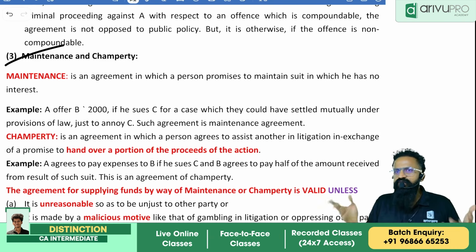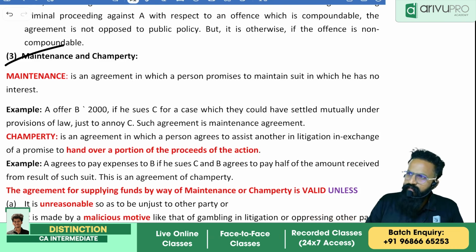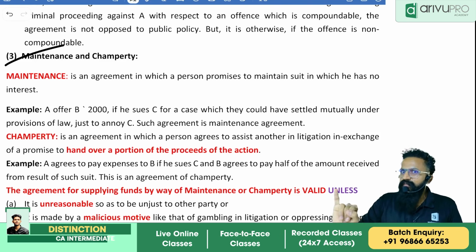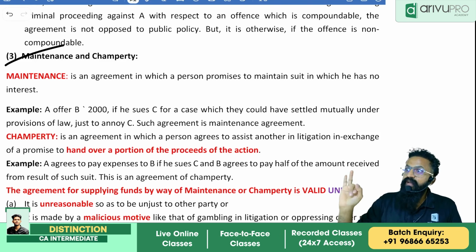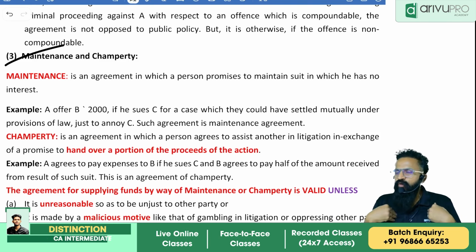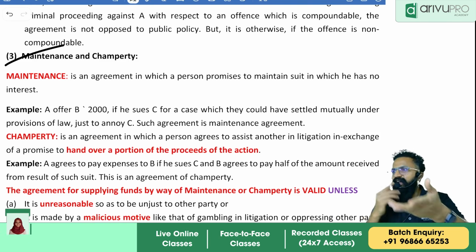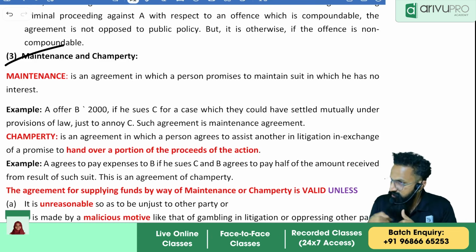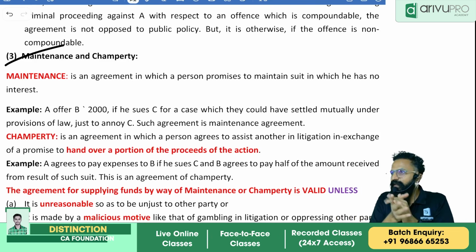Sir, this sounds good only. Now, why is it unlawful or why is it opposed to public policy? It is opposed to public policy if it becomes unreasonable, or the help is done because of malicious motive, bad intention. Now, a person is helping a party. What is he expecting in return? Imagine if it's a property matter. I'm telling, if you get 1 crore, in that I need 50 lakhs. That's why I'm helping you. Unreasonable help. It becomes opposed to public policy.